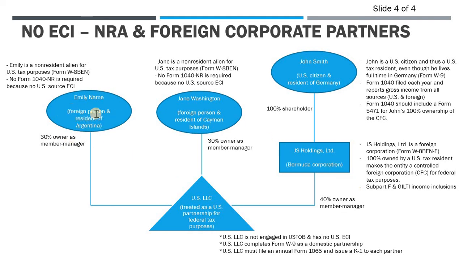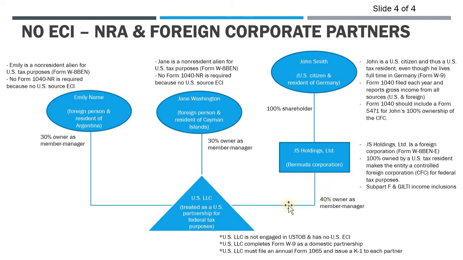So Emily completes a W-8 and provides it to the LLC. Jane completes a W-8 and provides it to the LLC. And JS Holdings is a foreign corporation. It completes a W-8 and provides that to the US LLC. So now the US LLC is again preparing a 1065 and it prepares a K-1 for each foreign partner.